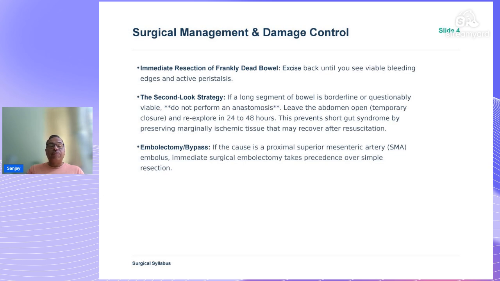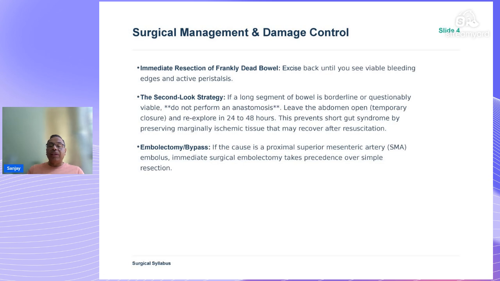If a long segment of the bowel is borderline or questionably viable, that means the edges are necrotic or congested, there is absence of bleeding, there is absence of peristalsis, do not perform a primary anastomosis after excision. Leave the abdomen open with a temporary closure and re-explore after 24 to 48 hours. If there is increasing ischemia, it may have progressed beyond your excised edges, and then you can do a definitive surgery. This prevents short gut syndrome by preserving marginally ischemic tissue that may recover after your 2 days of resuscitation.